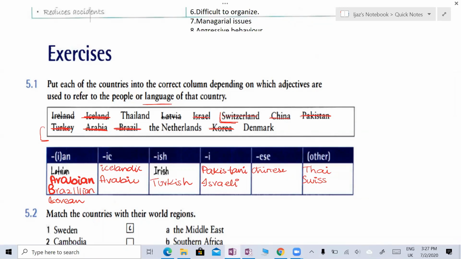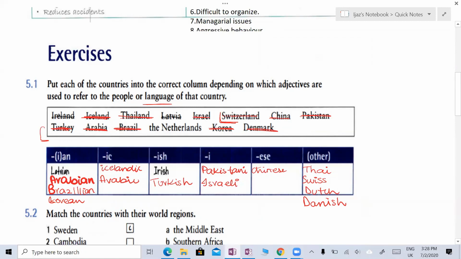The nationality or the language which they speak is Dutch. Yes, that's right. Okay, next one. Is there any other country which is left? The Netherlands. It can be, I'm not sure, either Dutch or Danish. So you can also add this one here.